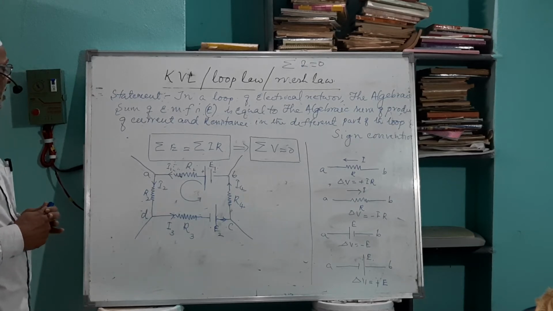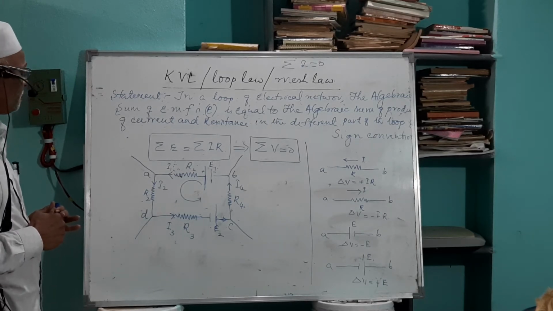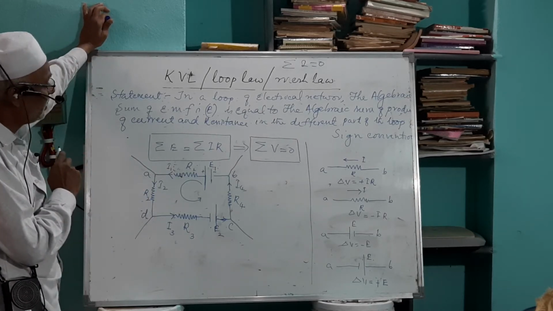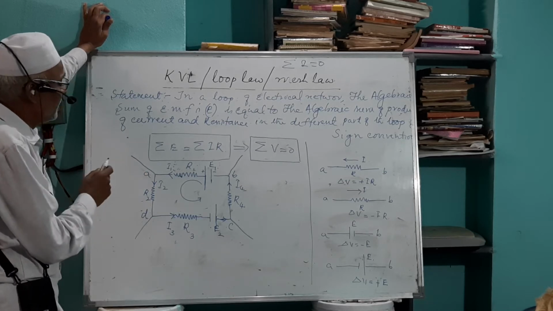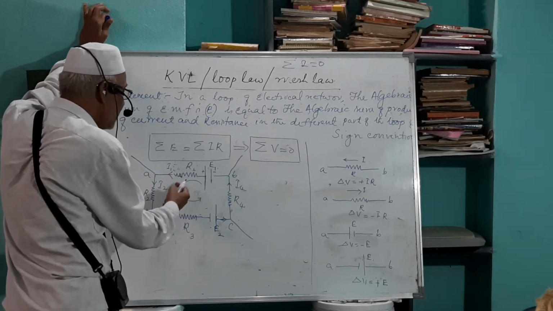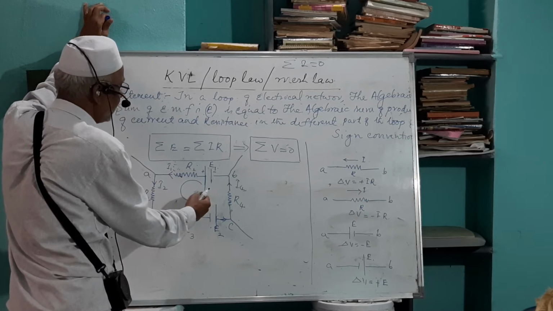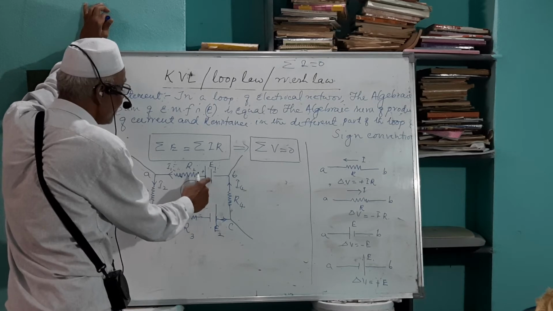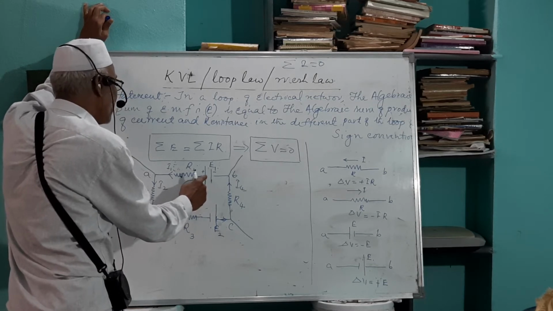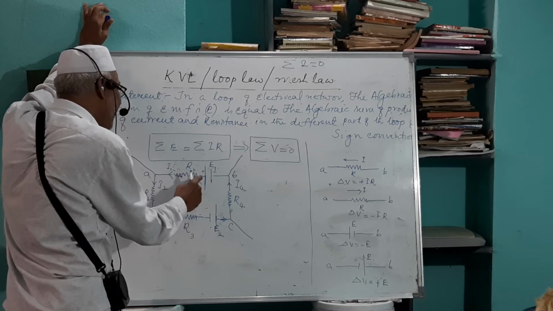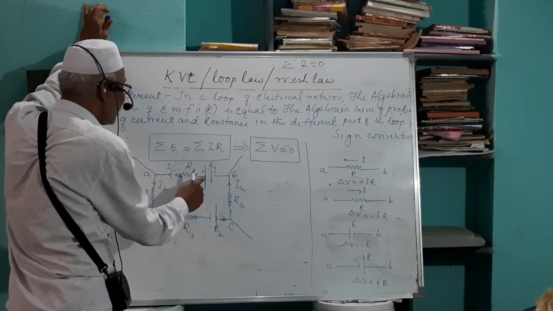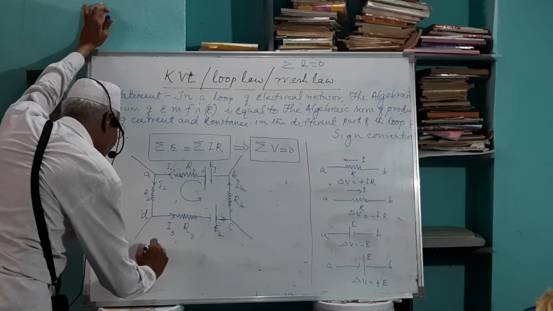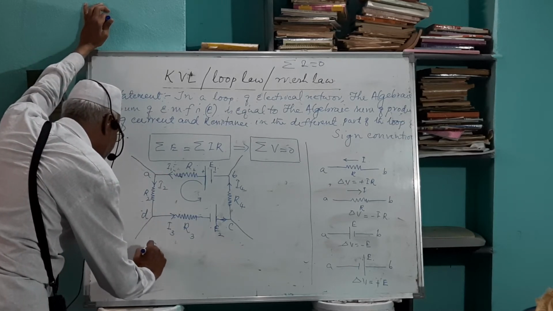First of all, you consider any one branch. Start from the AB branch. In this AB branch, you are rotating this mesh in the anti-clockwise direction. So see what happened: here you are traversing the EMF of this cell from the lower potential to the higher potential. If it is the case, the EMF of this cell is taken to be positive. So the EMF of this cell is plus E1.